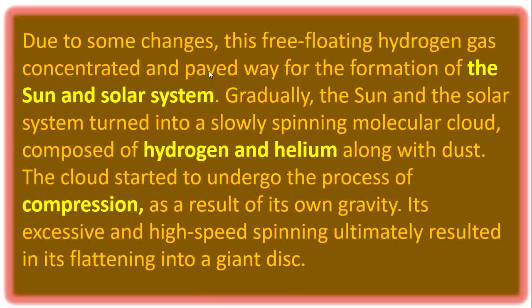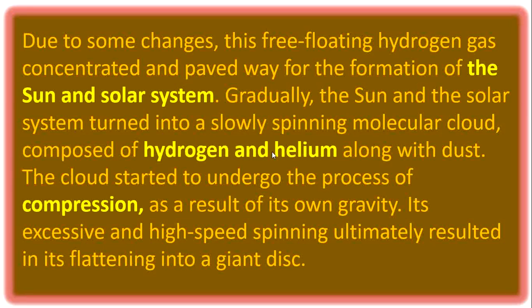The sun and the solar system formed from a slowly spinning molecular cloud composed of hydrogen and helium along with dust. The cloud started to undergo compression as a result of its own gravity. Its excessive, high speed spinning ultimately resulted in its flattening into a giant disk.